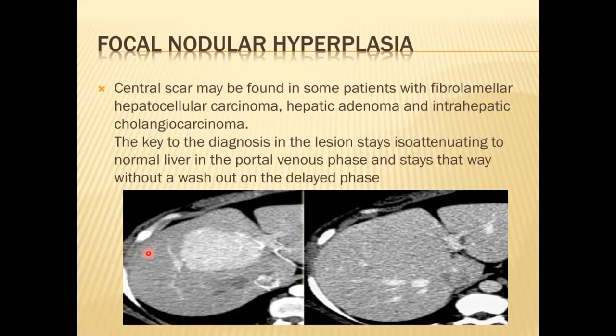The central scar may be found in some patients with fibrolamellar carcinomas, hepatocellular carcinomas, hepatic adenomas, or intrahepatic cholangiocarcinomas. The key to the diagnosis is that the lesion stays isoattenuating to the normal liver in the portal venous phase and stays that way without a washout on the delayed phases. However, the hepatocellular carcinomas or fibrolamellar hepatocellular carcinomas show washout on portal venous phase.